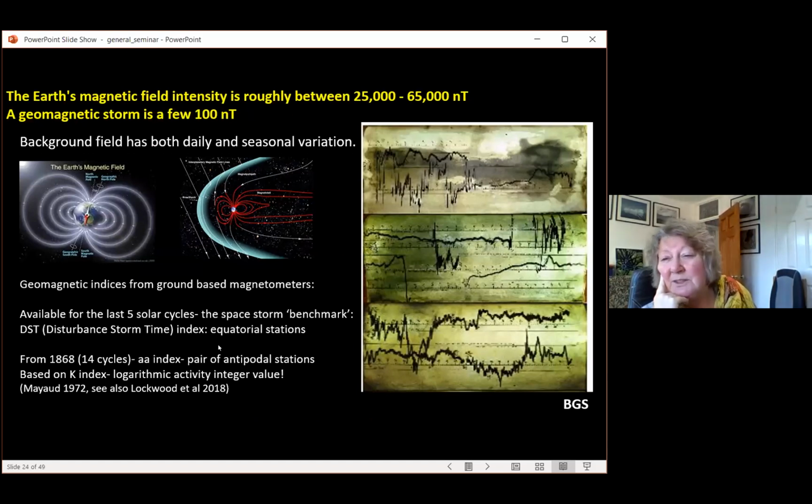And again, remember, we've got this problem. We need to deal with the background, so we can't just take 1 point. So what's been done, and this is Mayo's idea, is that you take 2 antipodal points.